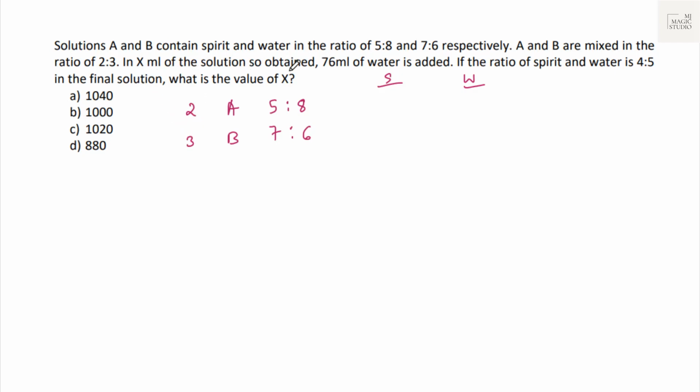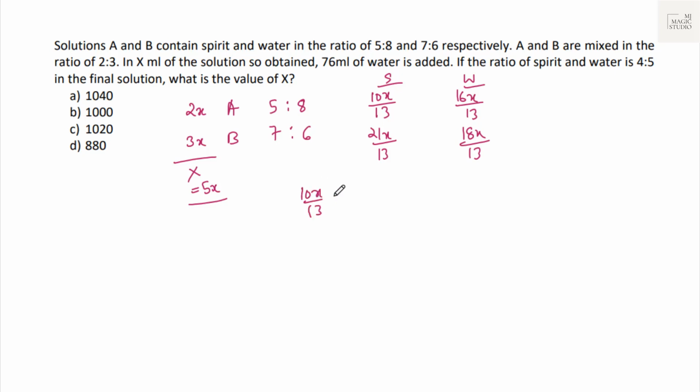In X ml of the solution so obtained, suppose this is x and we are using this as small x. So my capital X is actually 5x. 76 ml of water is added. So how much is the spirit from 2x? 5:8 is given, so it will be 5 into 2, 10x by 8 plus 5, 13. Water would be 8 into 2, 16x by 13. From the second one, spirit taken out is 7 into 3, 21x by 13, and water taken out is 6 into 3, 18x by 13.